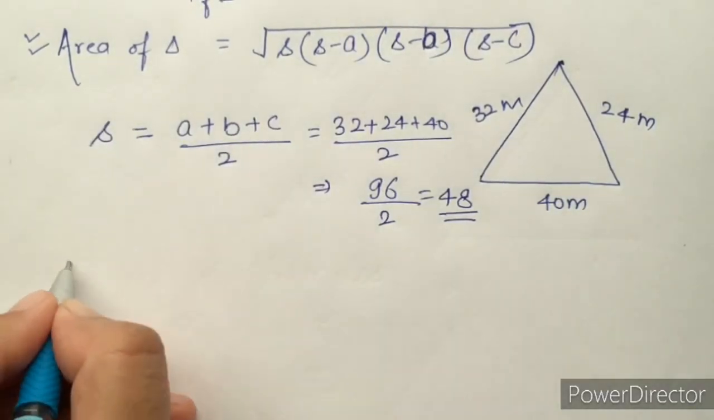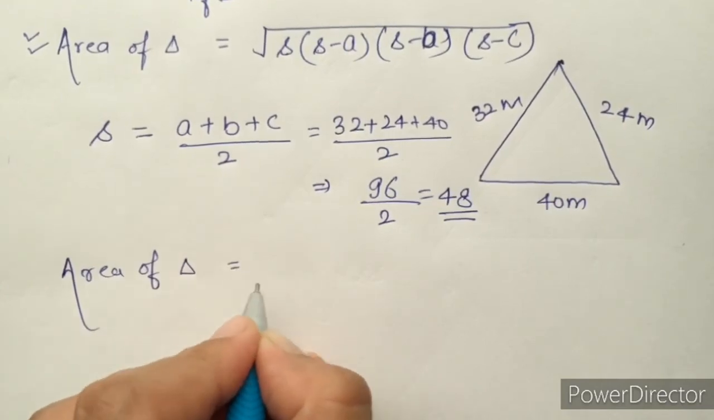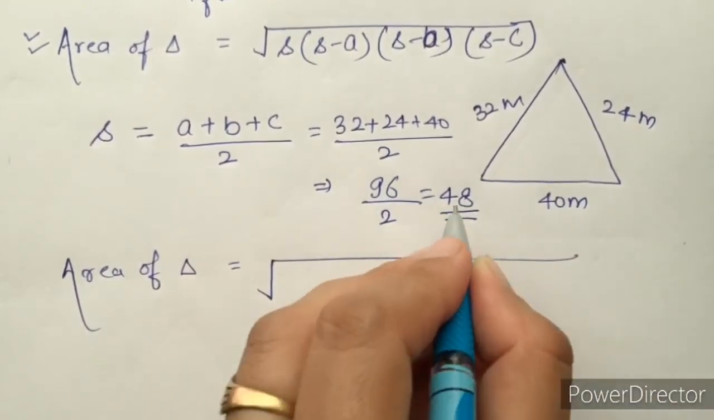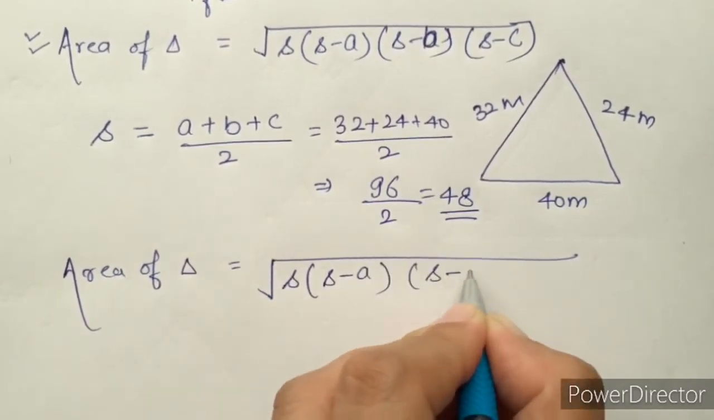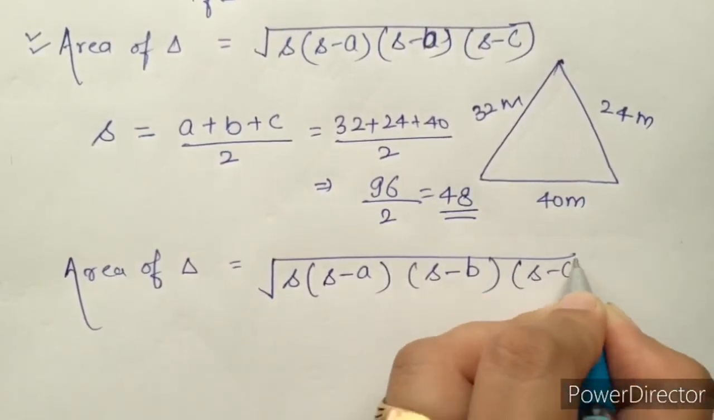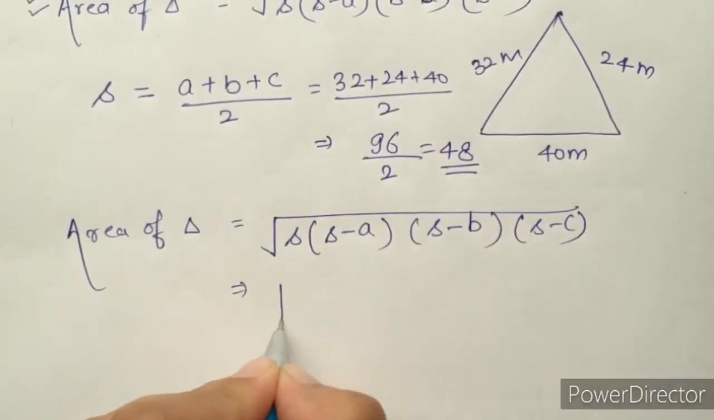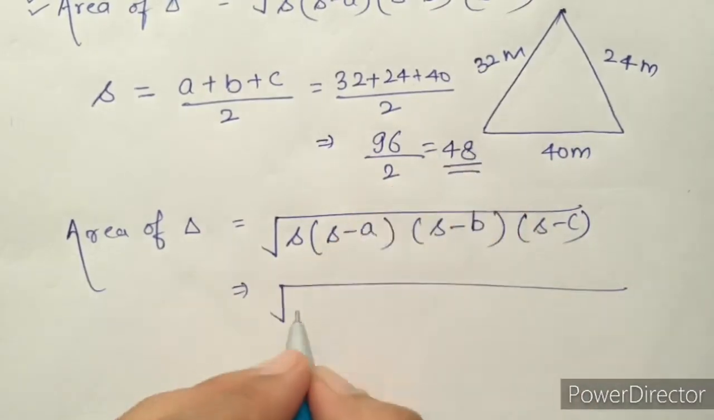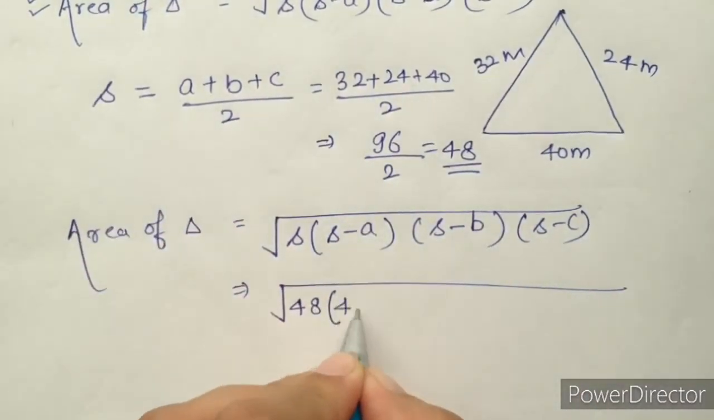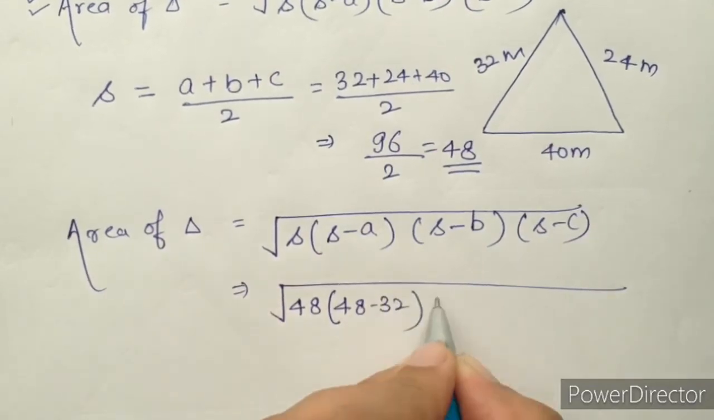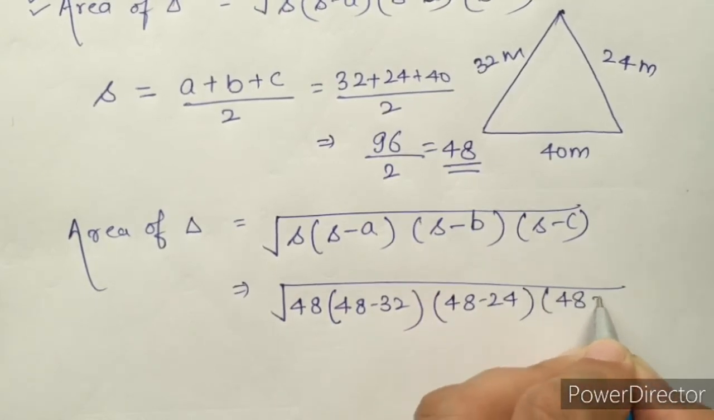Now what is the main aim? We have to find the area of this scalene triangle. Area says what? Square root of S into S minus A, S minus B, S minus C. S stands for semi-perimeter, A, B, C are the sides. What is the value of the semi-perimeter? That is 48, student. S minus A means 48 minus the first side, 32; 48 minus 24; 48 minus 40.